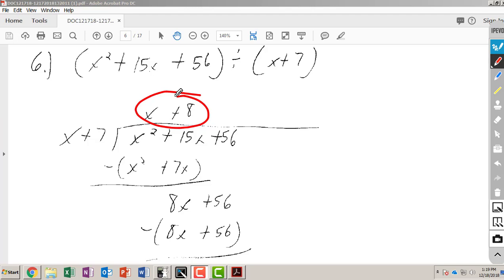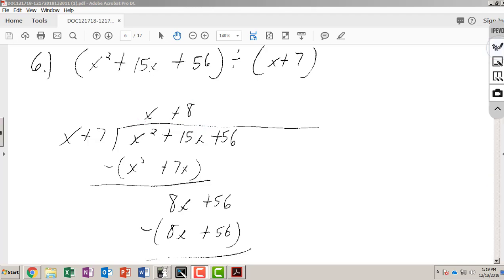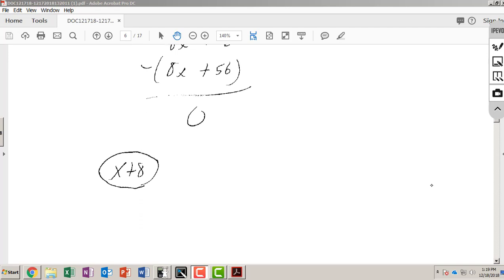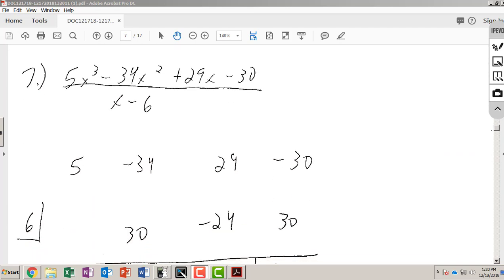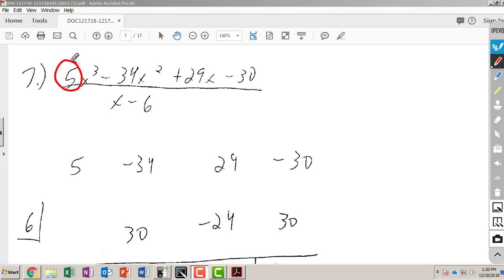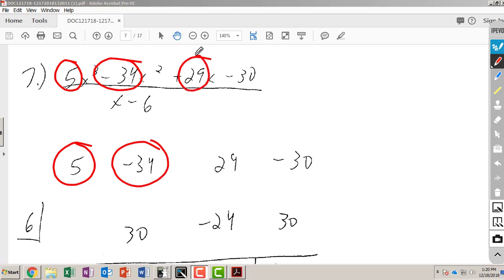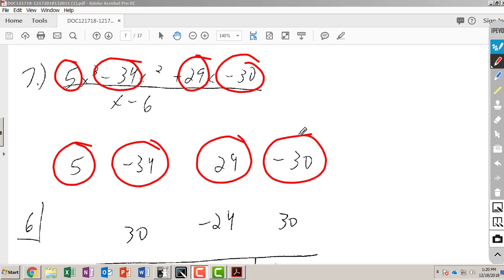Okay, on number 7, now we're going to use synthetic division. It says I've got 5x cubed minus 34x squared plus 29x minus 30, and that's going to be divided by x minus 6. The first thing you want to do is write down all these coefficients. Here I've got my 5, I write it down. Negative 34, I write it down. 29, I write it down. And negative 30.